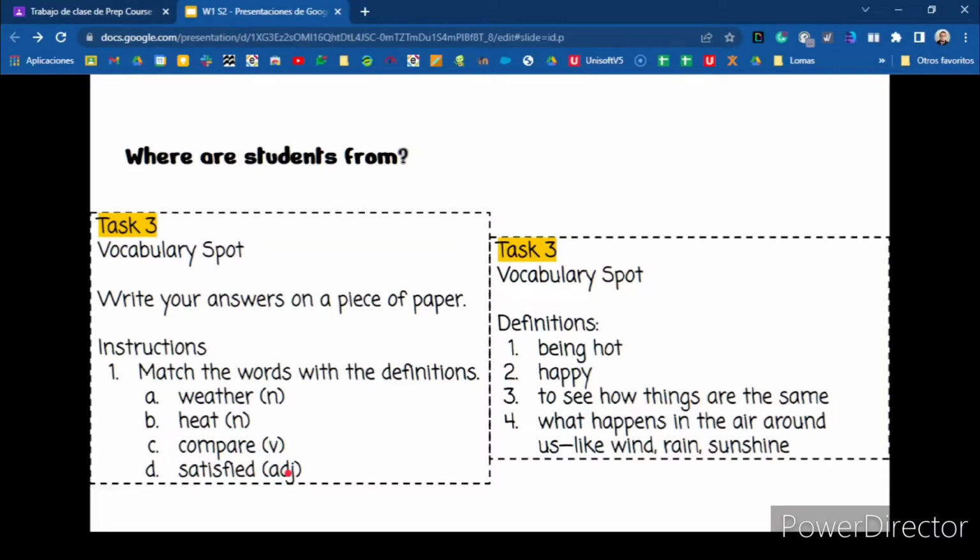What do we need to do? On your notebook or on a piece of paper, match the definitions. The definitions can be: being hot, number 1; happy, number 2; to see how things are the same, number 3; what happens in the air around us, like wind, rain, or sunshine, number 4. So match it, and at this moment pause the video one more time. You can do it during 20 to 30 seconds, and that's enough. So pause it, please.